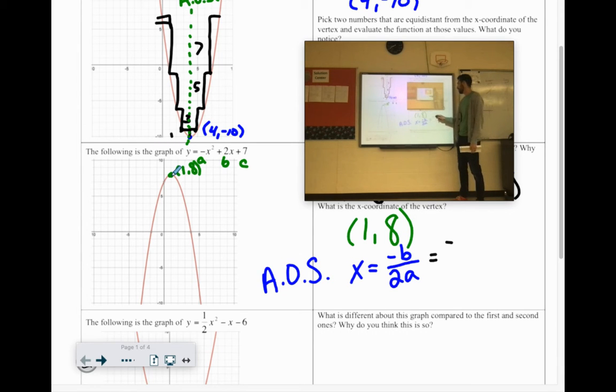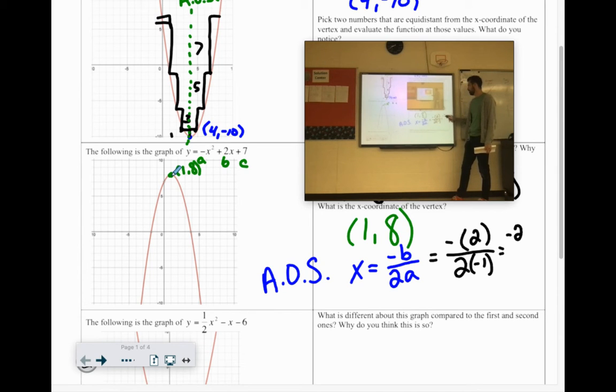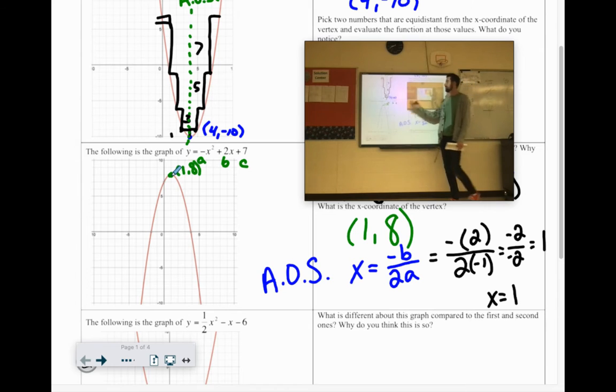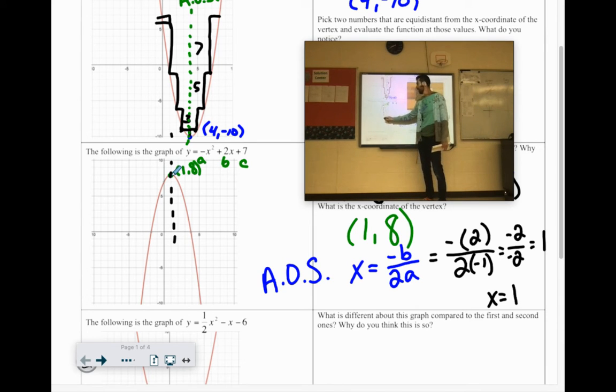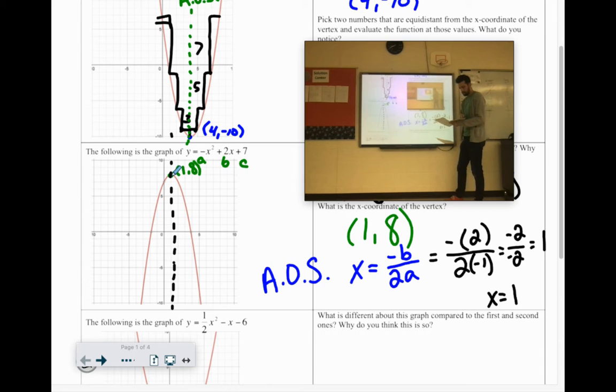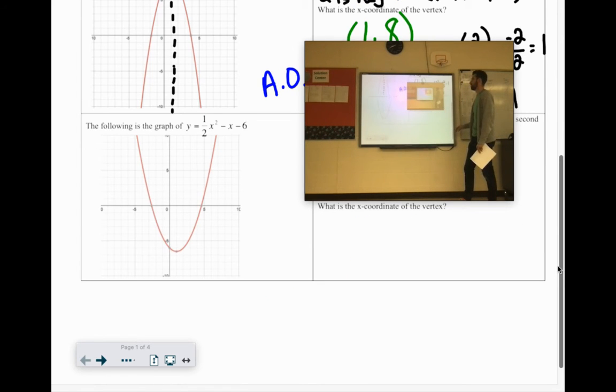In our case, the opposite of b is 2, so we'll have the opposite of 2 over 2 times a, and a is -1. So this becomes -2 over -2, which is +1. So our axis of symmetry would be at x equals 1, which we can see from the graph. But again, this would be the first step if they just gave us the equation and told us to graph it, which I think we have to do on the back side. So that'll be our first step when we get to the back side of this notes paper.